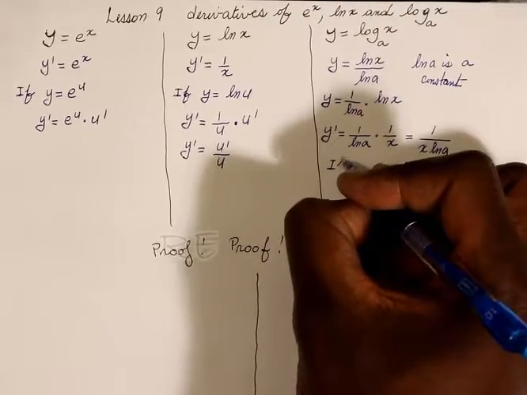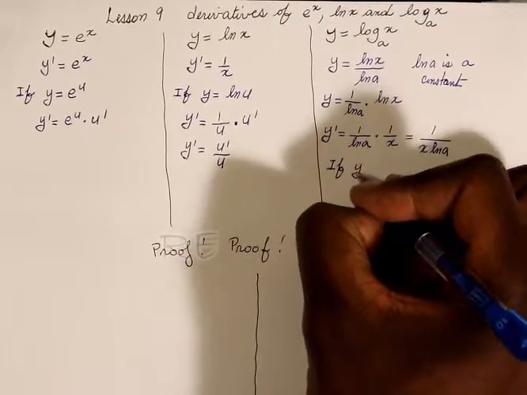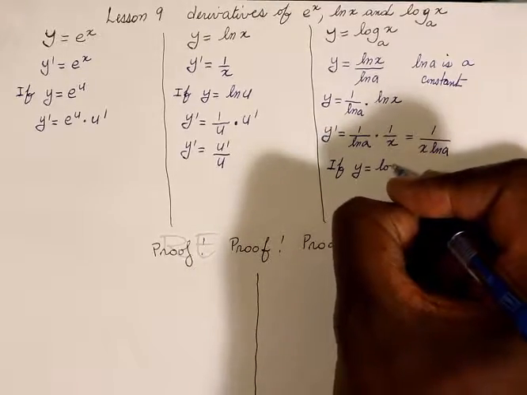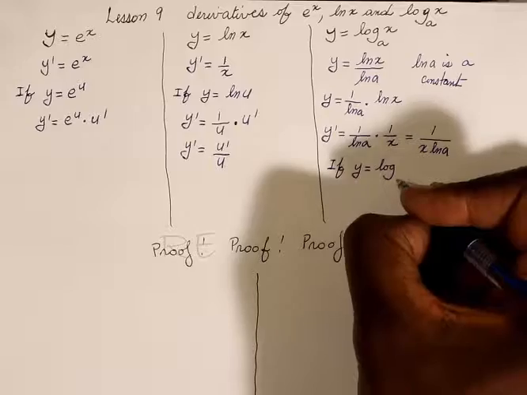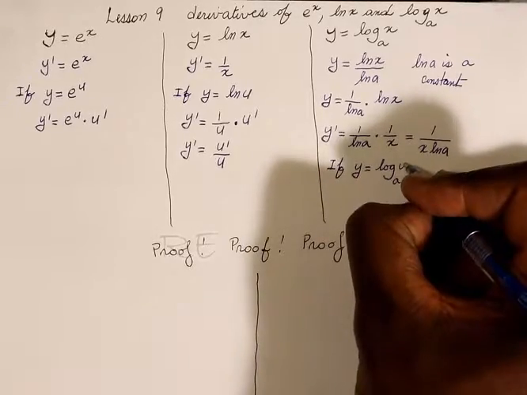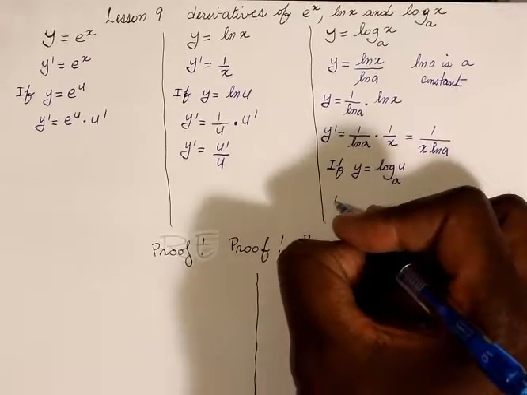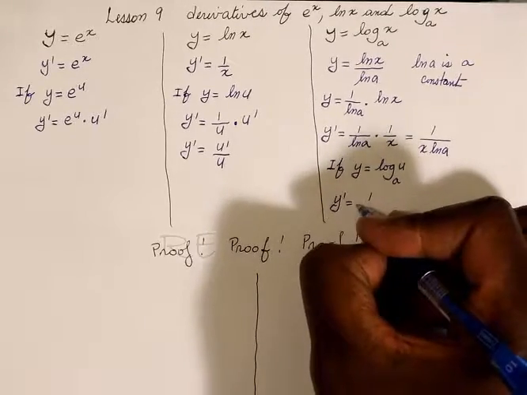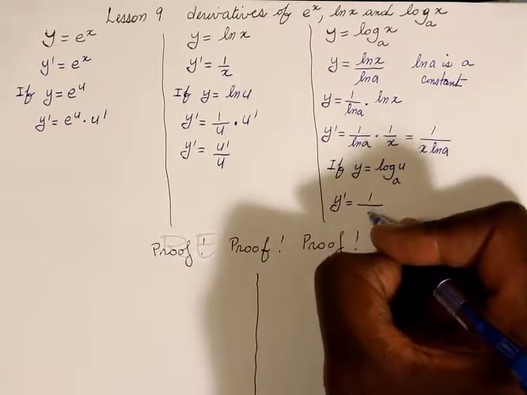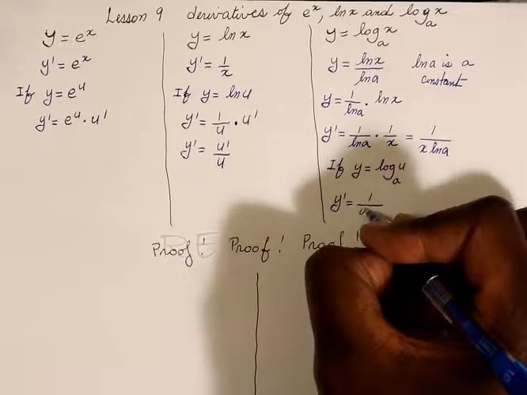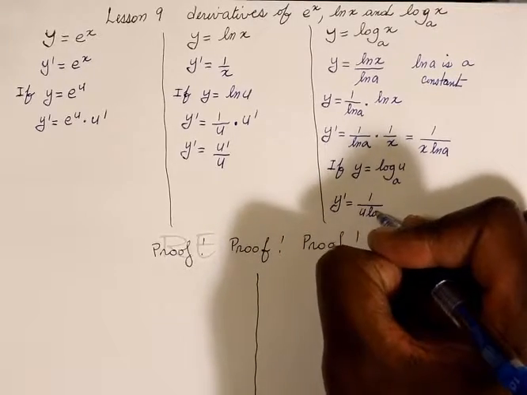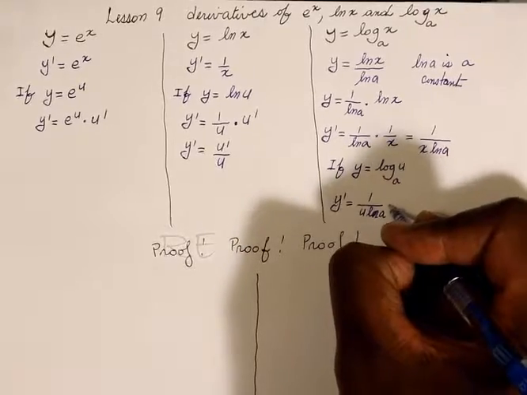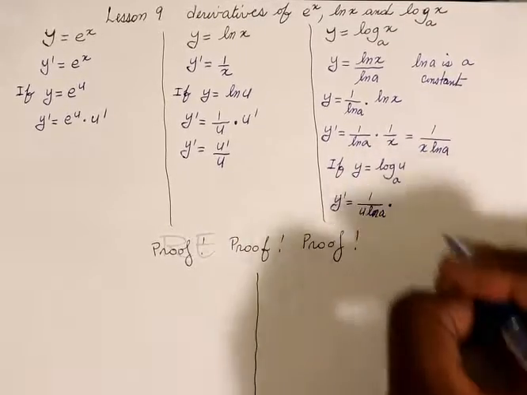For the composite function y equal to log base a of u, y prime will be equal to 1 over u ln a times u prime.